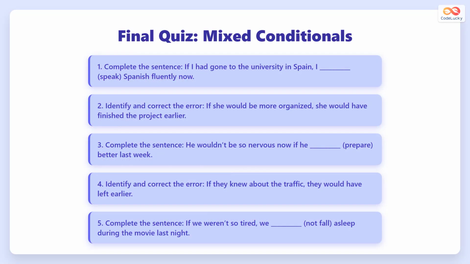Test your understanding with this final quiz. Complete the sentence. If I had gone to the university in Spain, I would speak Spanish fluently now. Identify the error. If she would be more organized. He would not be so nervous now if he had prepared better last week.